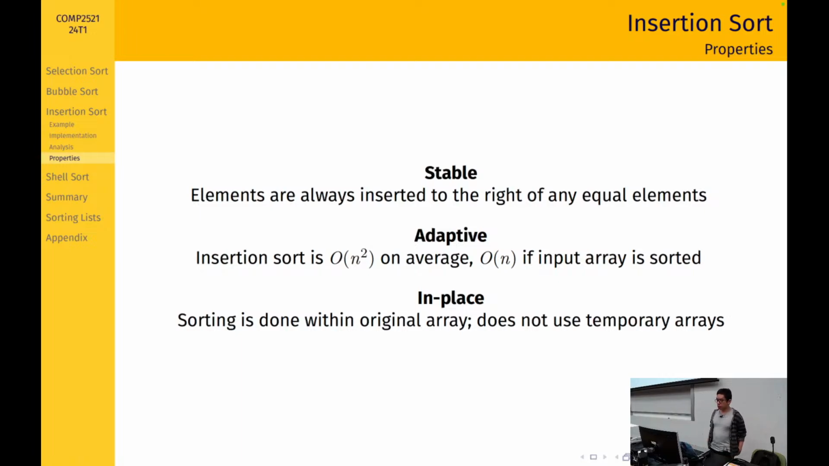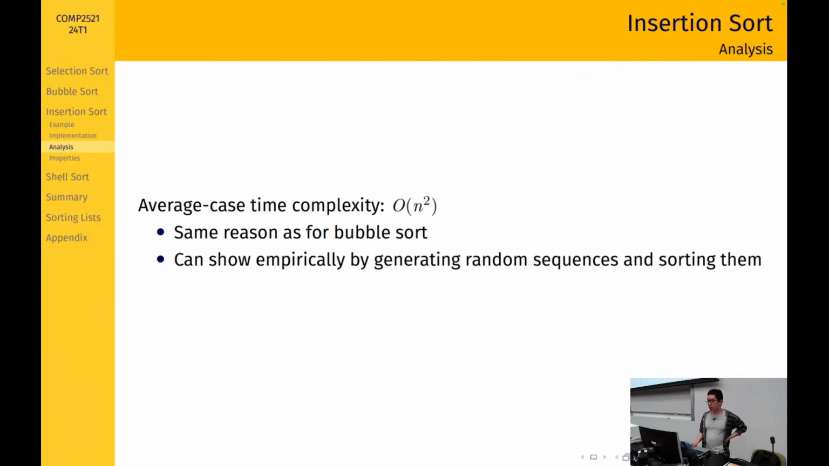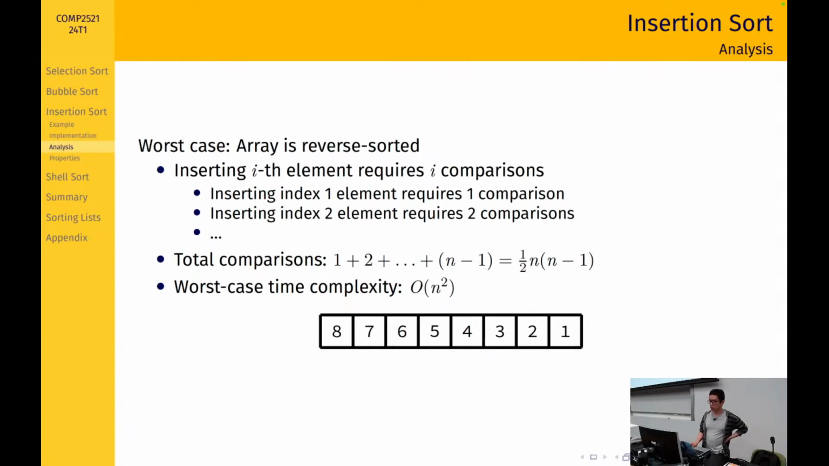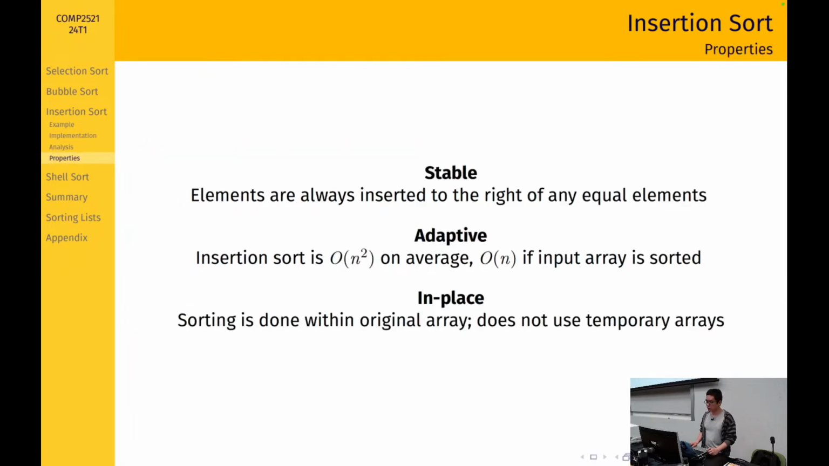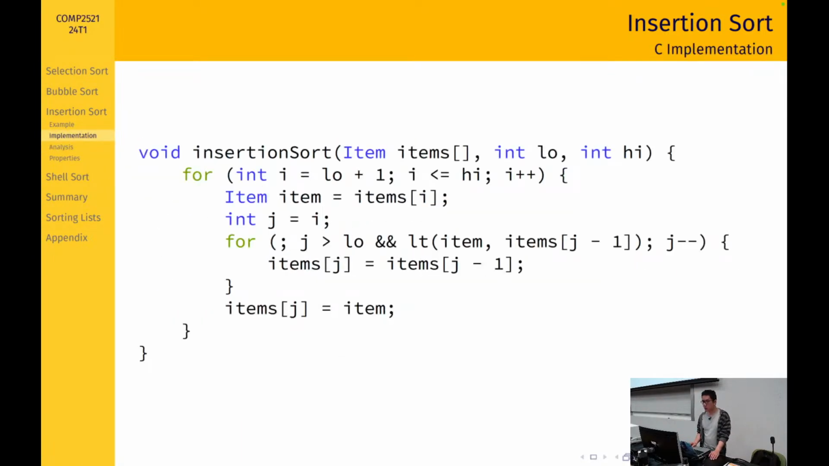Also, insertion sort is adaptive. We saw that in our analysis. Best case is O of n when the array is sorted, and on average, it's O of n squared. Insertion sort is also in place, just like selection sort and bubble sort. We can see from the code that we only use a constant number of variables and no temporary arrays.